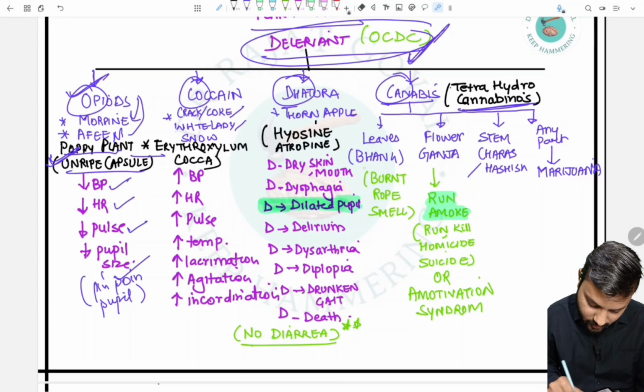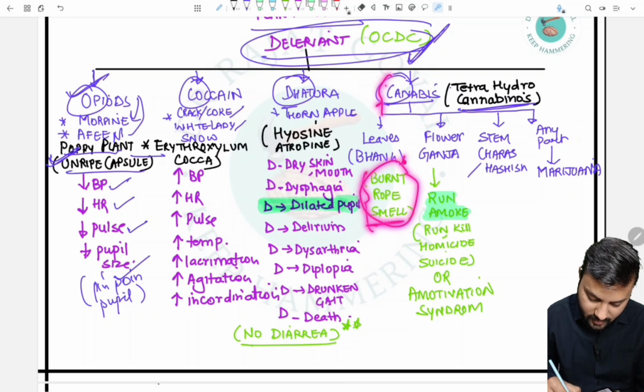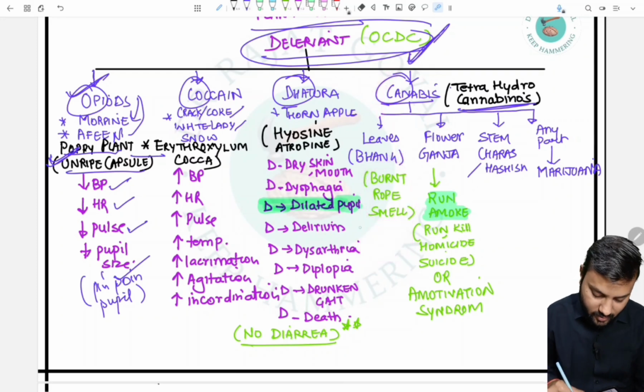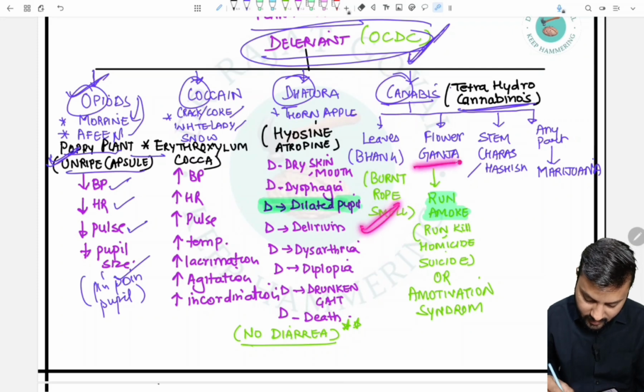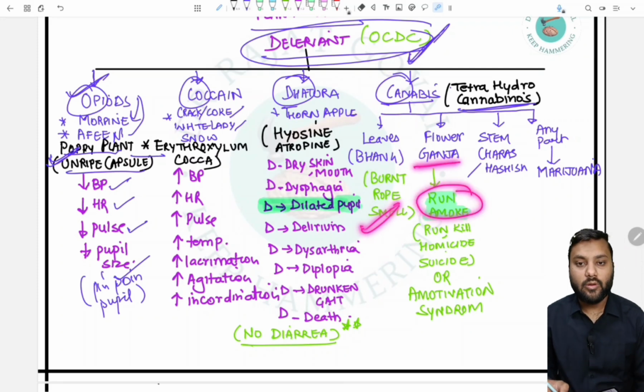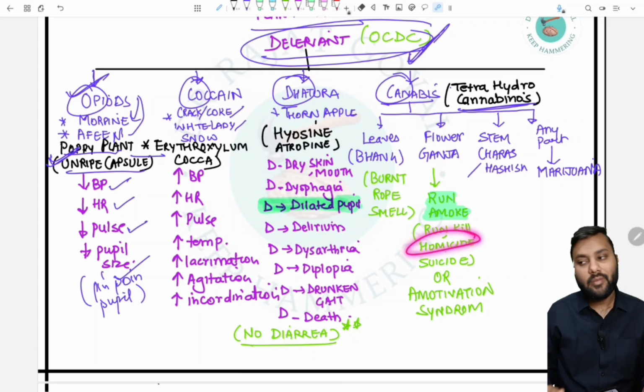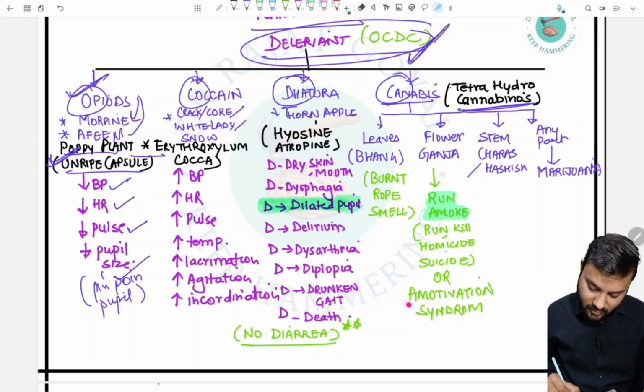In bhang, or in overall cannabis, we have to remember that it has a burnt rope smell, which was asked in the previous years' PYQ, and it is a PYQ, so it has a burnt rope smell. If we talk about the ganja, then it is associated with the run amok. So run amok is a type of crime in which the person kills someone and then commits suicide. पहले उसने किसी को मारा, फिर भाग गया और फिर उसने खुद भी सुसाइड कर ली. Or it is also associated with the amotivation syndrome.